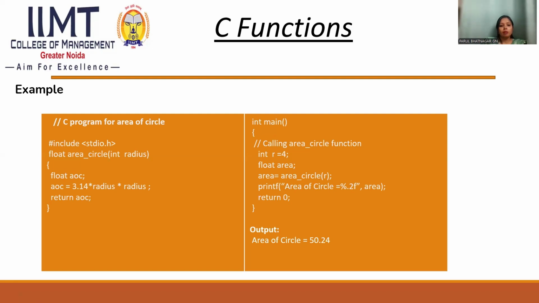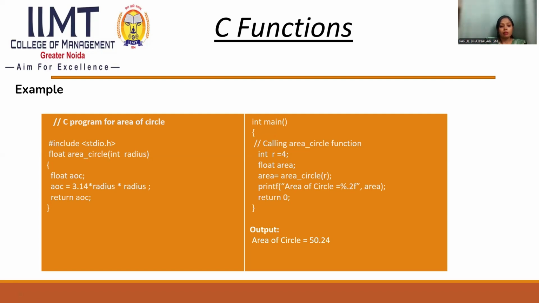Let me discuss with the help of an example. We make a function for area of circle. The name of the function is area_circle. It receives one parameter of integer type and it returns a decimal value. So the return type is of float type.